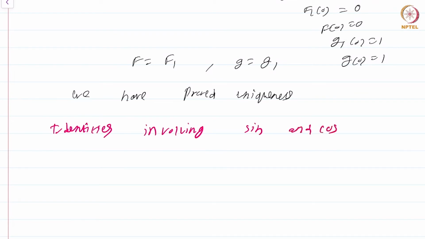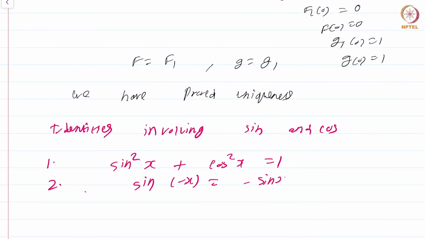Let me list all of them and we will prove some of them. The others have already been proved or they are too easy. So number 1, which is the one we have been using repeatedly, sine squared x plus cos squared x is 1. We have already shown this. Number 2, sine of minus x is equal to minus sine x. And number 3, cos of minus x is equal to cos x.